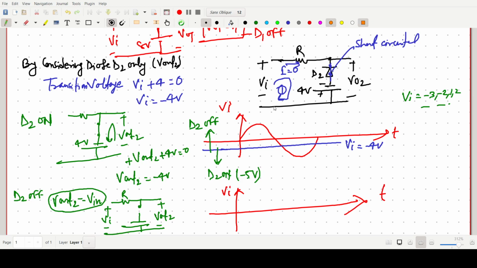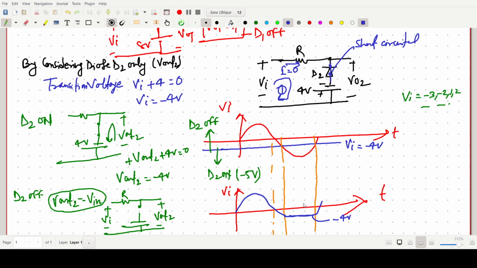So I am again drawing the Vi versus T plot. Now when D2 is on, the output voltage will be 4 volt. Below this line it should be minus 4 volt. So I am taking this one as the minus 4 volt line, and above this it follows the same sinusoidal response as the input. So this output is due to V output 2.